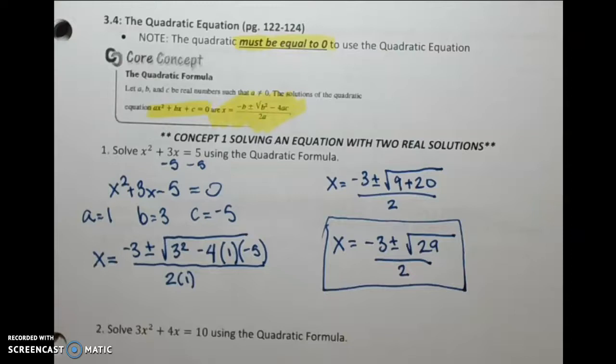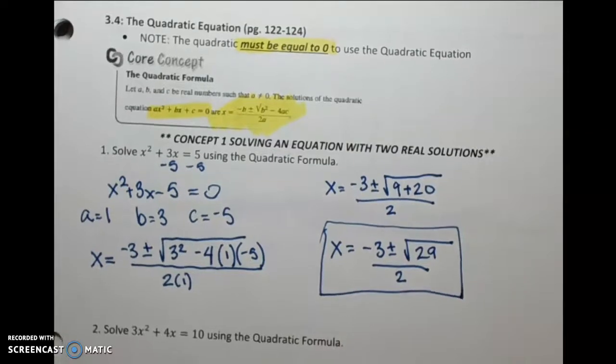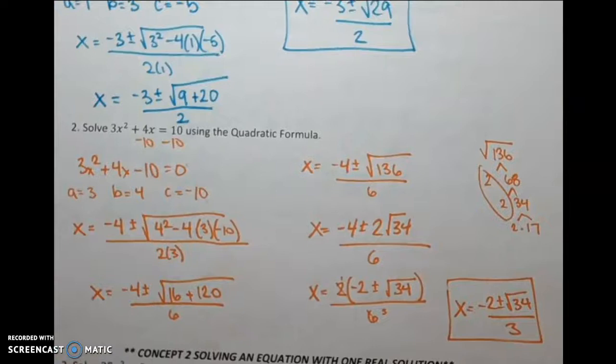Alright, first of all, if you could try number 2, pause it, try number 2. I'm going to go ahead and show the answer here. Check your work. Alright, there you go. The answer for number 2 is x equals negative 2 plus or minus the square root of 34 over 3. You do need to make sure you take that square root of 136 and simplify it right there by pulling out any perfect squares. And voila, that is simplest radical form.